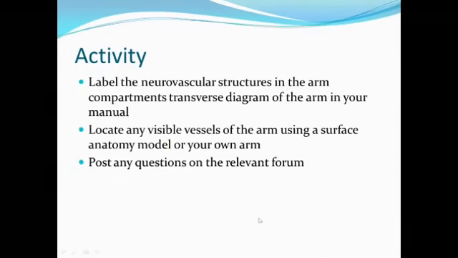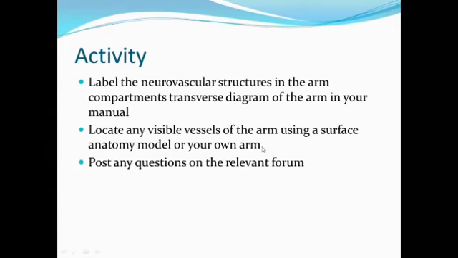So as an activity, label the neurovascular structures in the arm compartment's transverse diagram that you can find in your subject manuals, and locate any visible vessels of the arm using a surface anatomy model or your own arm. We haven't shown you a model with the veins and lymphatics in this video, as they're usually not present on models of limbs. However, you may see them in the wet lab prac classes that you attend, and as always, post any questions on the relevant forum.